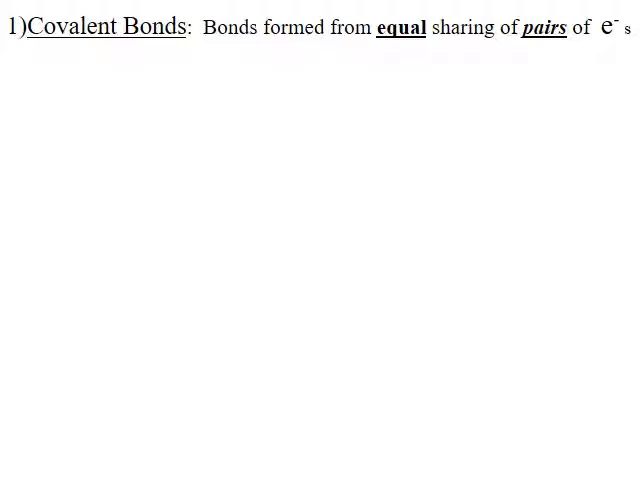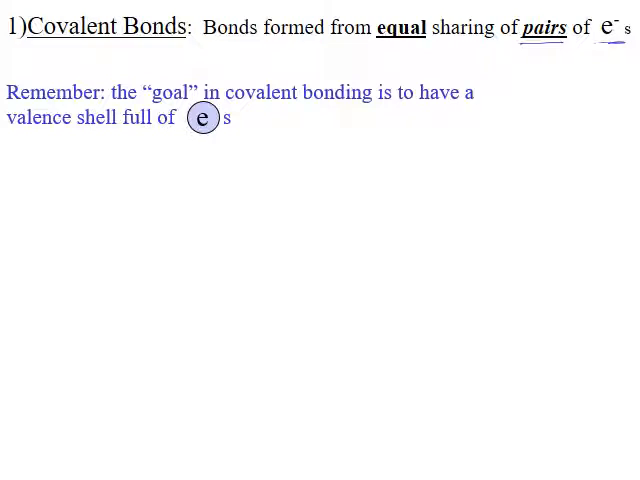So covalent bonds are bonds formed from the equal sharing of pairs of electrons, and I've highlighted the idea that this is working in pairs of electrons, and remember, the little e symbol here means electrons. And the goal with all covalent bonding is to have a full valence shell of electrons. Remember, we talked about valence shell last time in the atomic model introduction. So we want to have the valence shell completely full of electrons if at all possible.